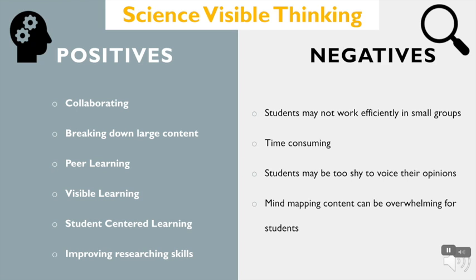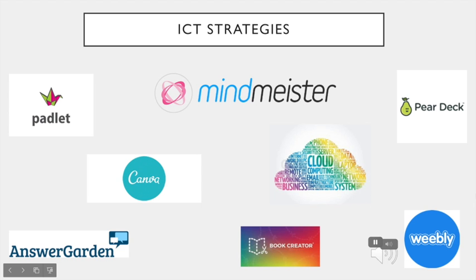Some negatives may include students may not work efficiently in small groups, it can be time-consuming, students may be too shy to voice their opinions, and mind mapping content can be overwhelming for some students. One critique of the article is that it was written in 2005, so it didn't incorporate many ICT strategies that could be implemented to enhance visible thinking in the classroom and also make it less time-consuming for teachers.